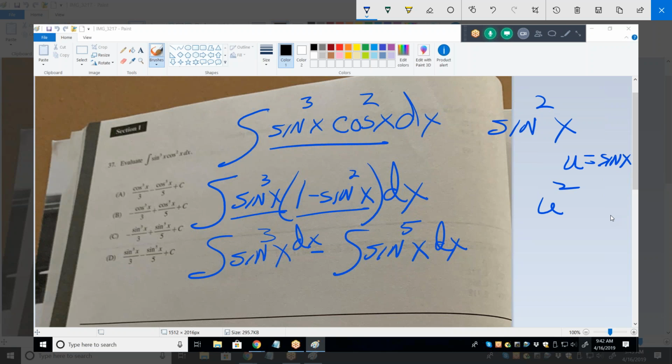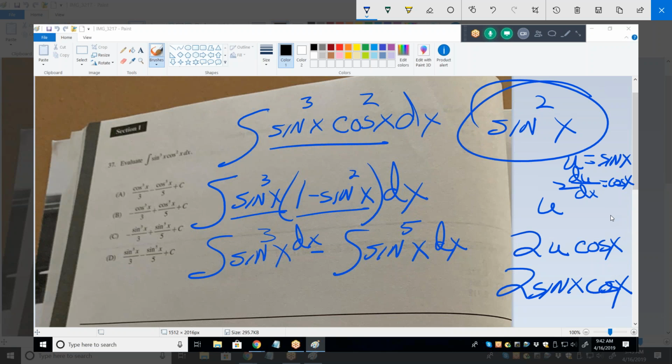What's the derivative of u squared? The derivative of u squared is 2u times du dx. What's du dx? In other words, I didn't write it, but du dx is cosine x. Right. So the derivative of u squared is 2u times cosine x. So 2 sine x cosine x would be the derivative of that.